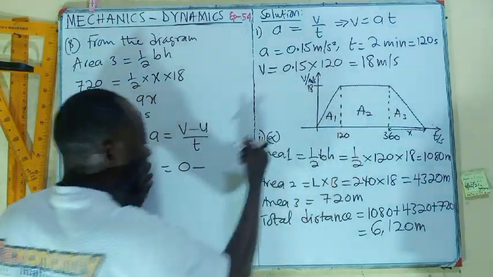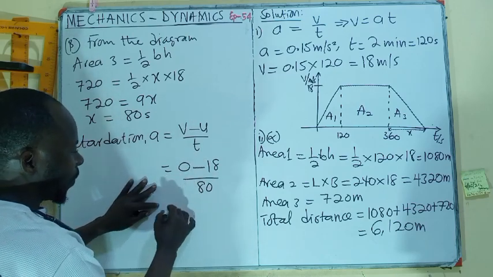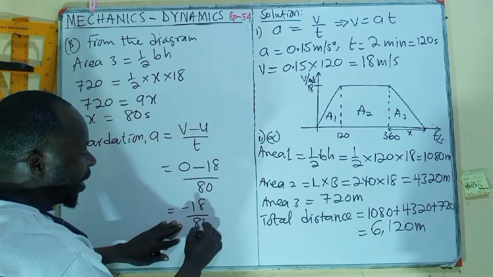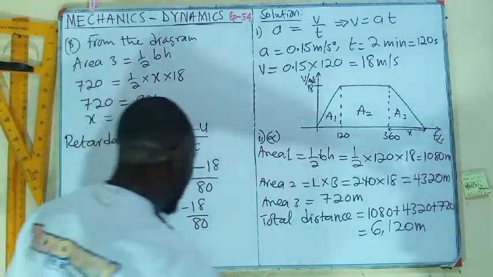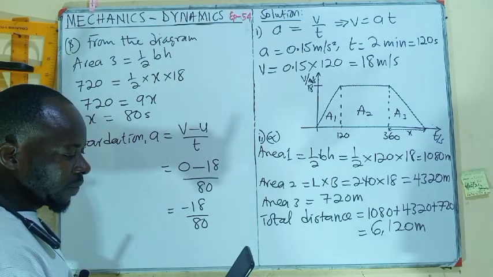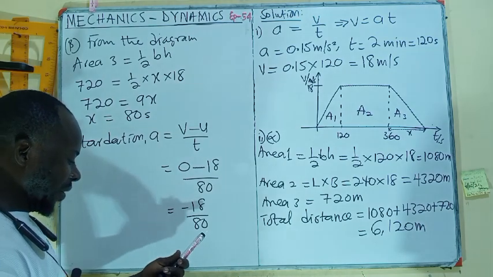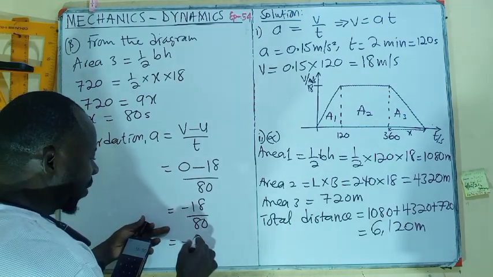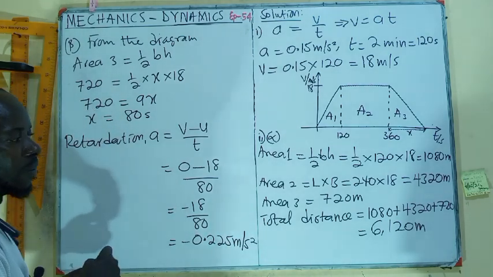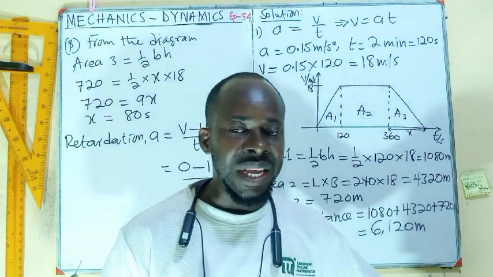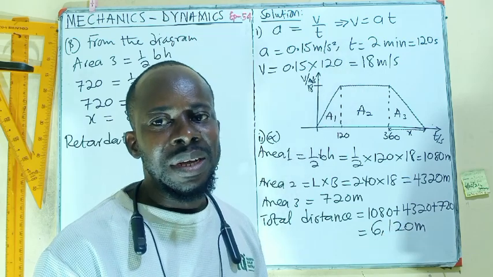Then the initial velocity is 18, divided by the time, which we found as 80. So negative 18 divided by 80, and that will give us negative 0.225 meter per second squared. So the retardation is negative, showing that there is a reduction in velocity and a slowing down of the body, or better still, deceleration.